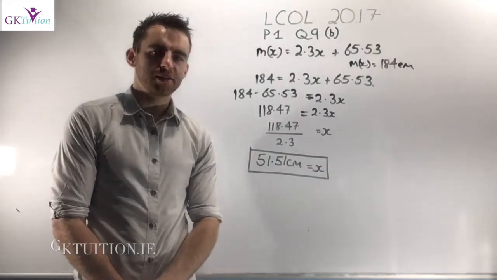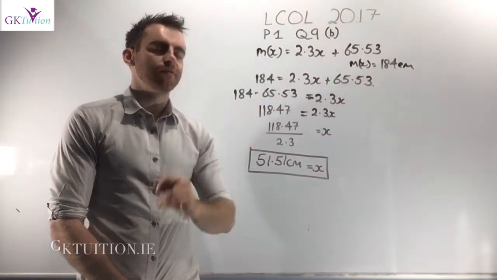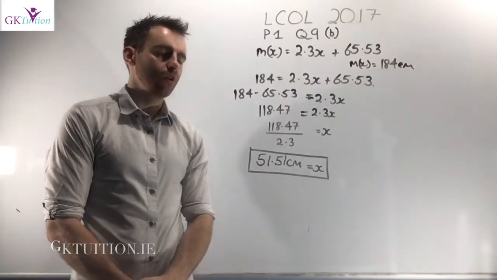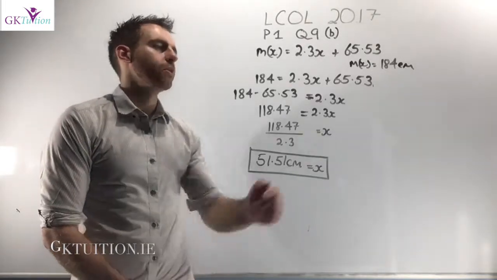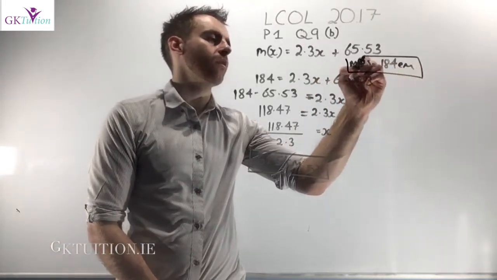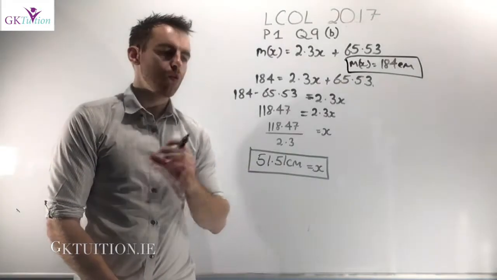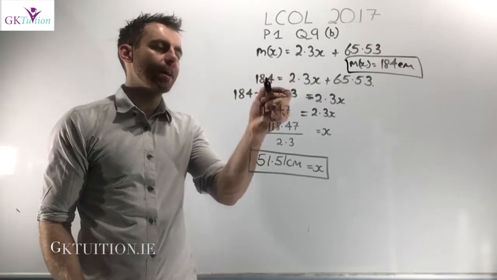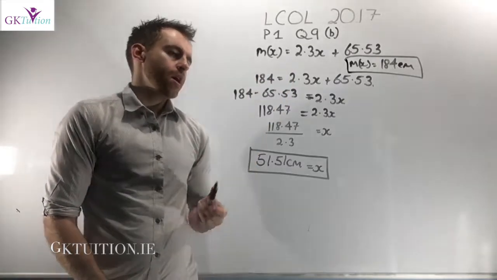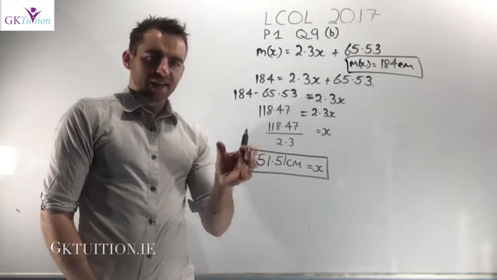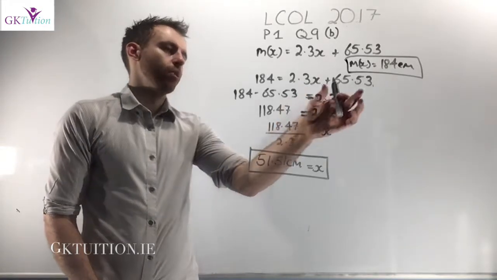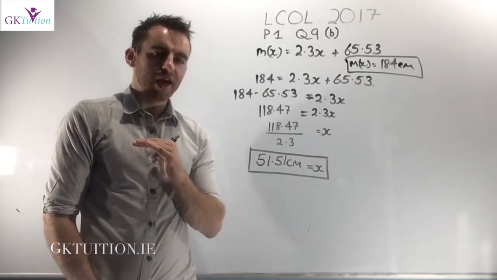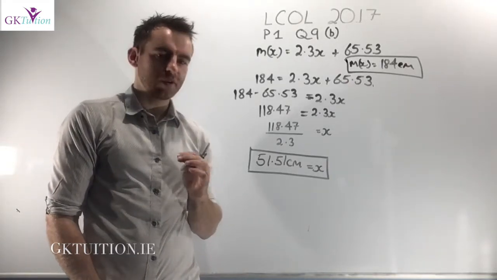In the second part of this question, we're asked to use the formula for m of x to estimate the length of a femur of a male whose height is 184 centimeters. In other words, they're telling you m of x, the height of the male in question, is 184. Work out the value of x. So all we have to do is, instead of m of x, we sub in 184. Our next goal is to try and isolate x on one side of the equation. So I want to eliminate the 65.53 from the right hand side. And in order to do that, you have to subtract 65.53 from both sides.